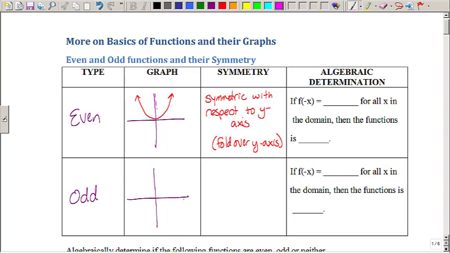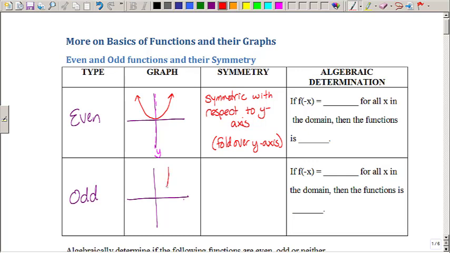So here's your y-axis. And if I fold it on there, this side on the left would match up to this side on the right, and therefore there is symmetry there. Before we talk about the algebraic determination, let's take a look at what an odd function might look like.